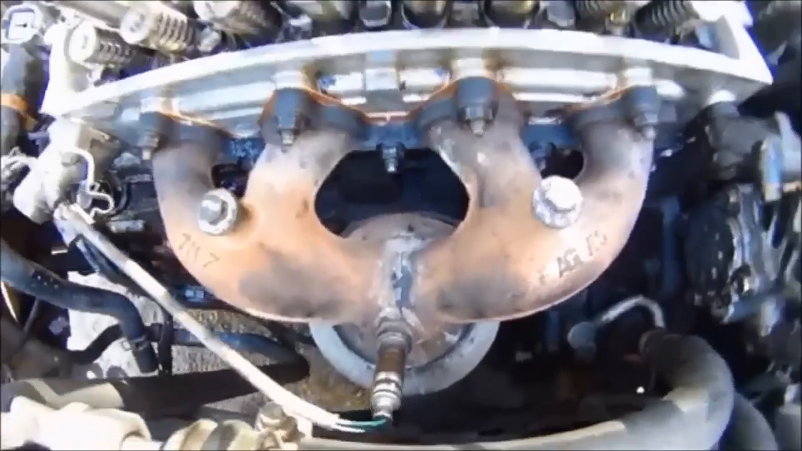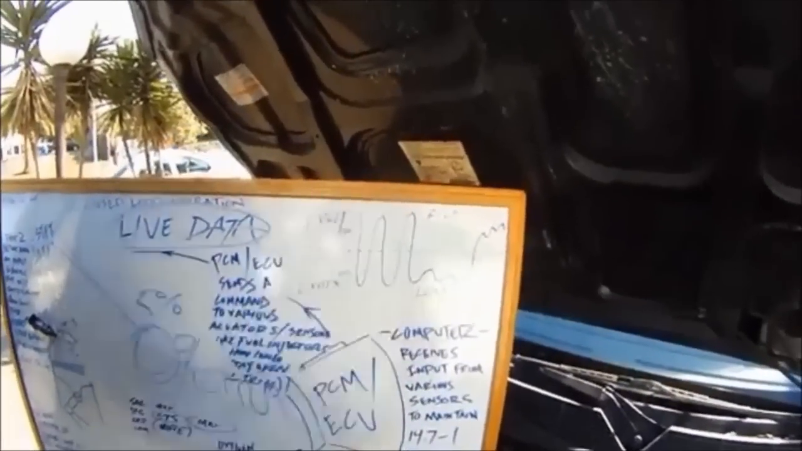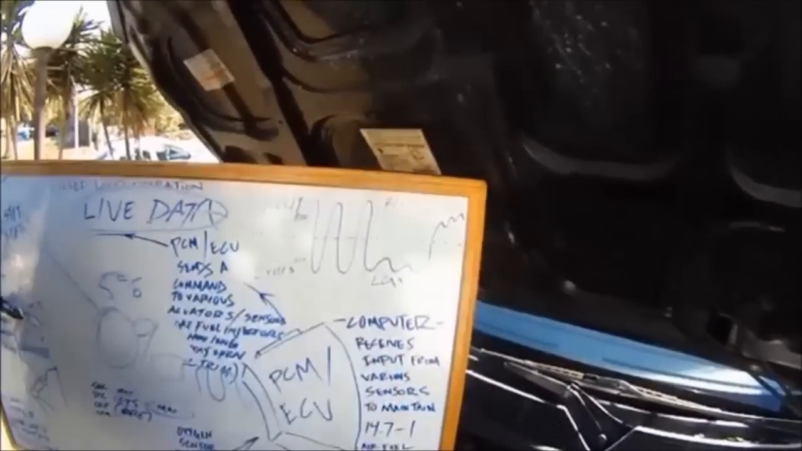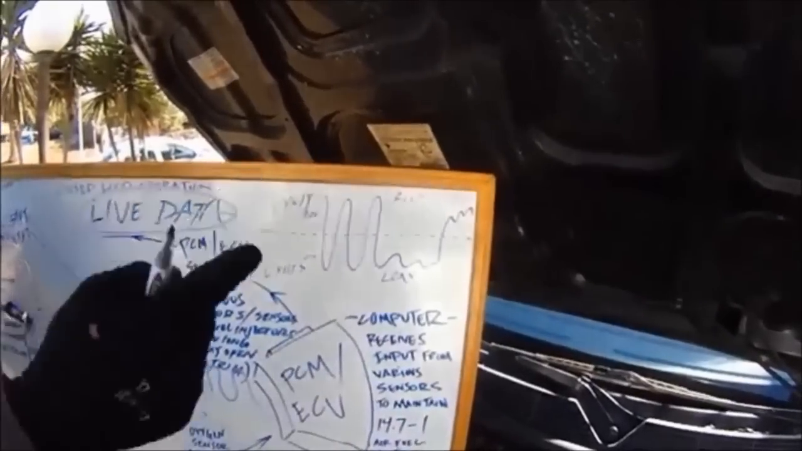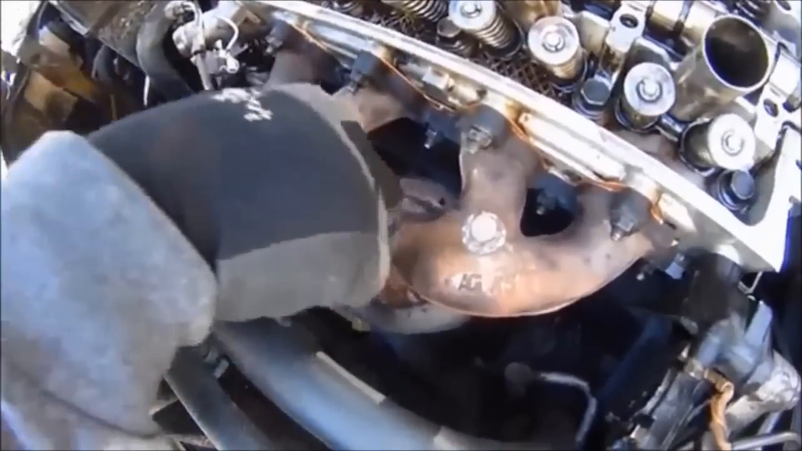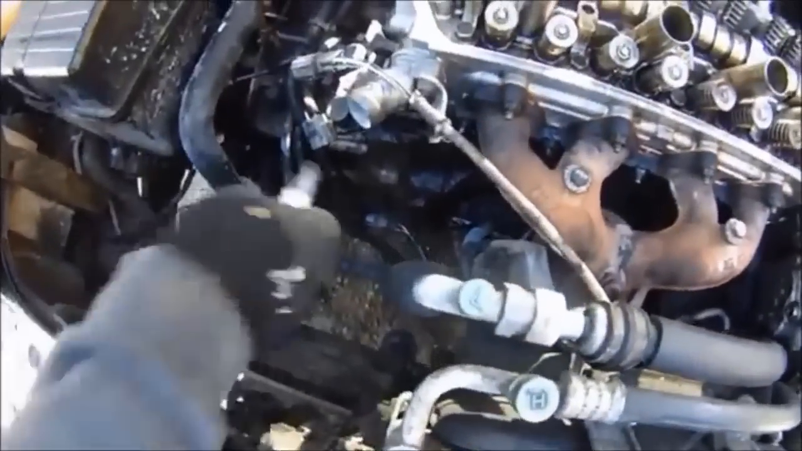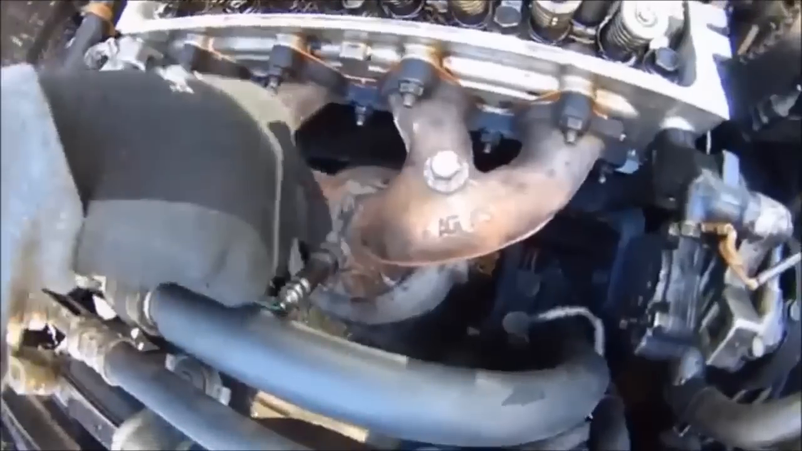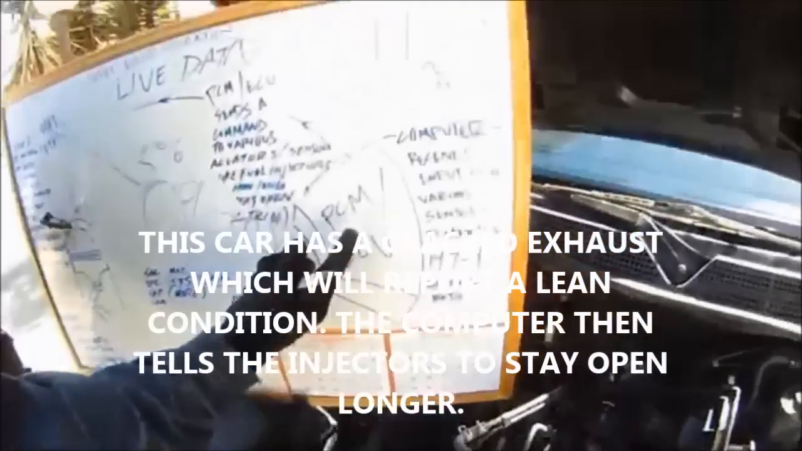Now, this crack will definitely show a problem here. Okay? What do you think it'll show? It's going to show a lean condition. Why? Because check it out. This crack here is going to allow air to go in, and this O2 sensor, and the other one down here, is going to pick up the air that's coming into this exhaust stream. All right? Then it's going to report that to the computer.